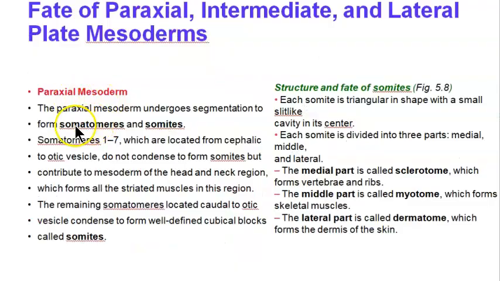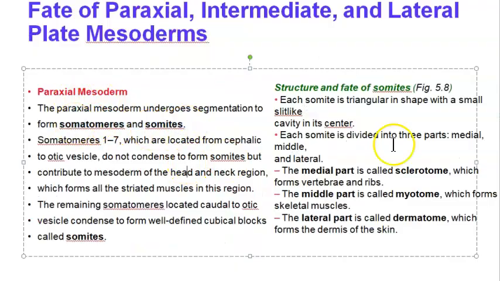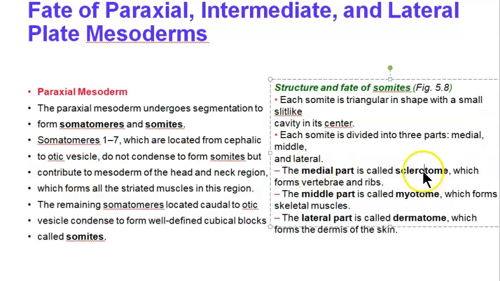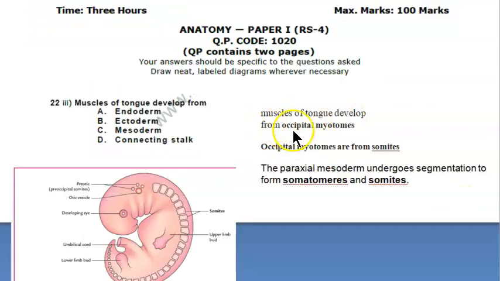So paraxial mesoderm, somitomeres, somites. Somites have the sclerotome, which forms the bone, the myotome in the middle, which forms the muscles, and the dermatome, which forms the dermis of the skin. Here we are talking about the myotome, especially the occipital myotome, which will give you the muscle of the tongue. So muscles of the tongue develop from occipital myotomes. Occipital myotomes are from somites. Somites are from paraxial mesoderm, which is nothing but the intraembryonic mesoderm.